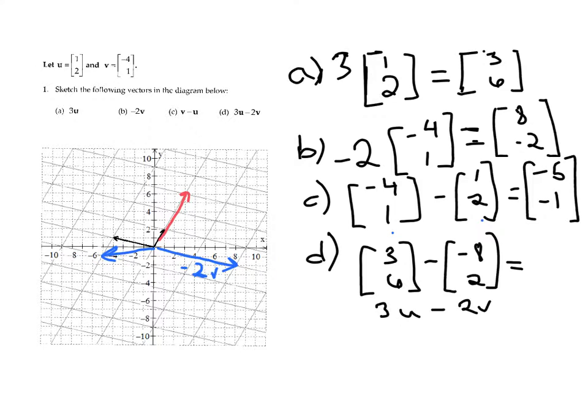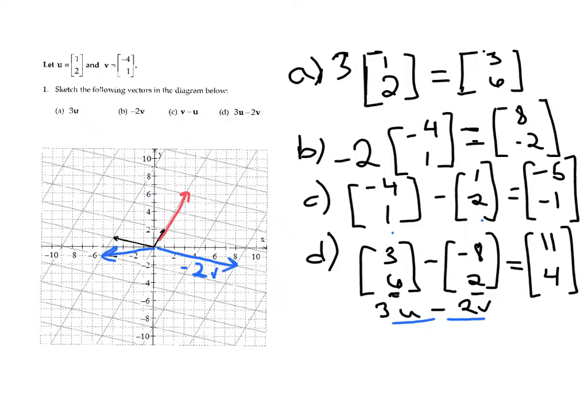Okay, one last computation here. So the 3u minus 2v I've set up down here. 3u we already computed in part A, so I went ahead and copied that down. Minus, this is 2 times the vector v, so negative 8, 2. And now to perform the subtraction, we just subtract the corresponding components. So 3 minus negative 8, that's positive 11. And then 6 minus 2, that's 4. So the resulting vector is 11, 4.